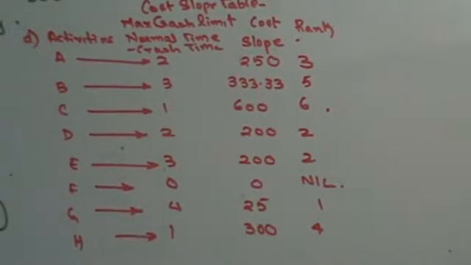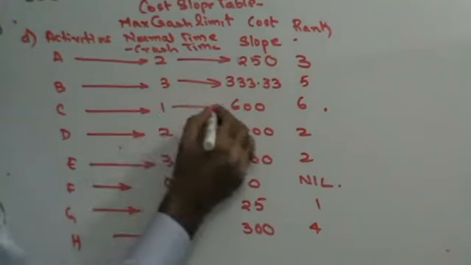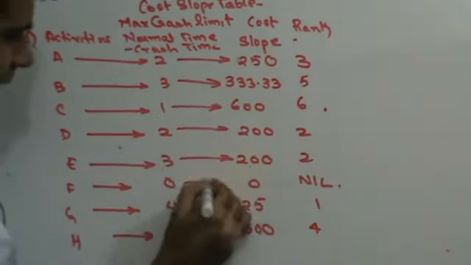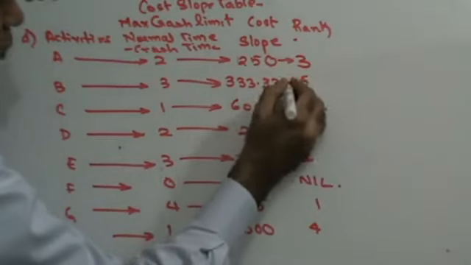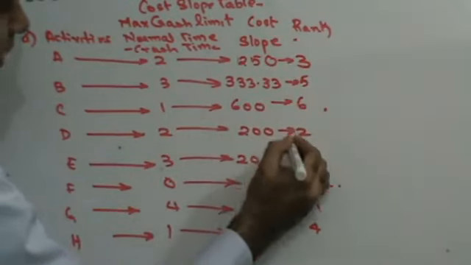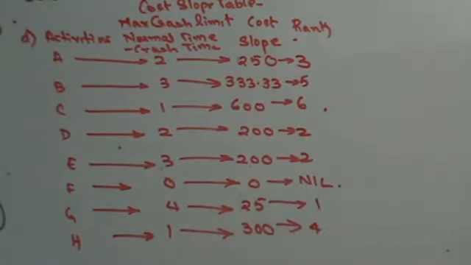Once I have the cost slope table, guys, now I will start with crashing. I explained to you what is crashing. Crashing is wherein you reduce the project completion time. You not only reduce the project completion time, but you also reduce the total cost of the project. Let's see if we can do that. You need to make a crash table.